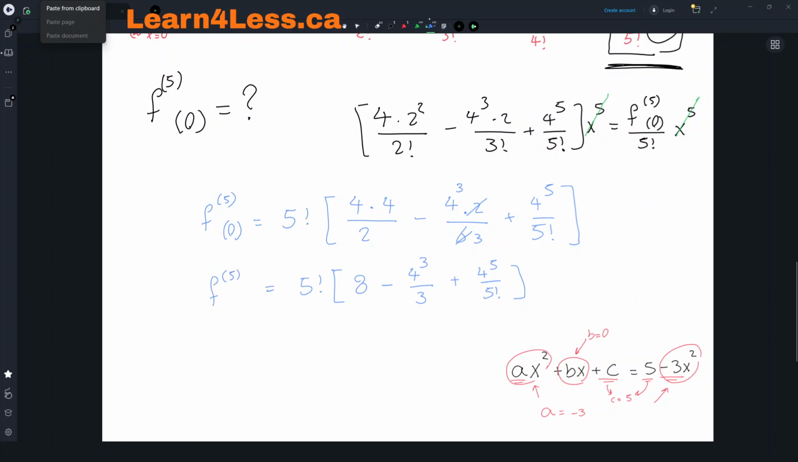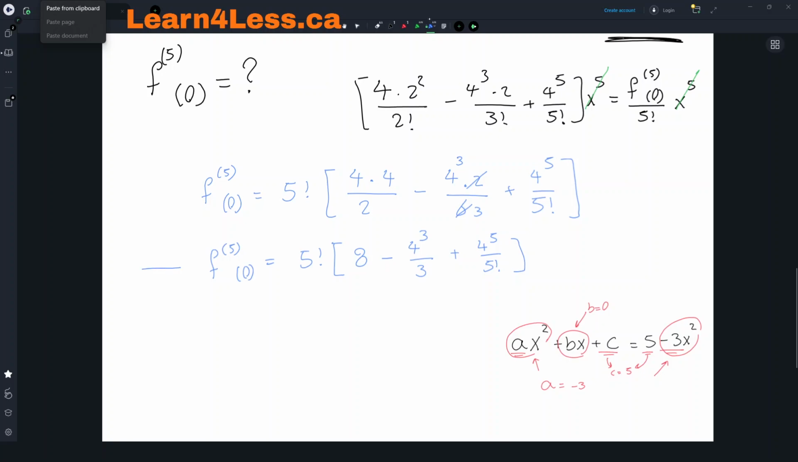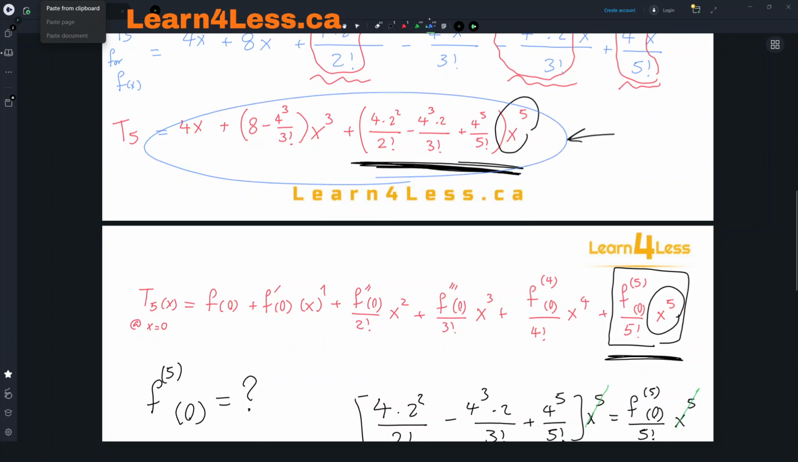I mean, I can again evaluate that, but it's already in the calculator-ready format, which is good enough as an answer. So I hope it was kind of clear. If there was any question or confusion, please let me know. This is the fifth derivative of the function at 0, by just comparing the short way that we got it and the long way, and we set the coefficients equal to each other.